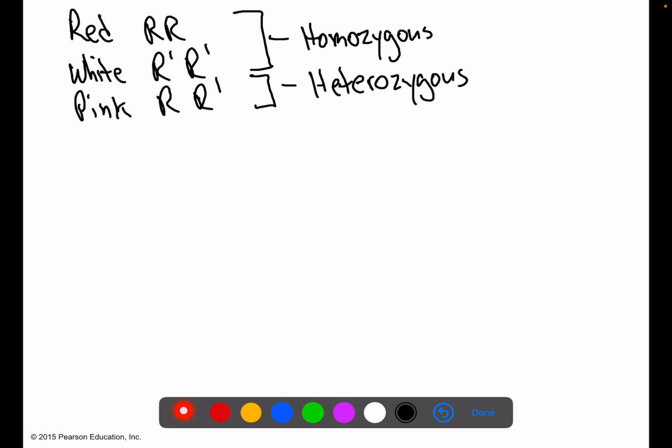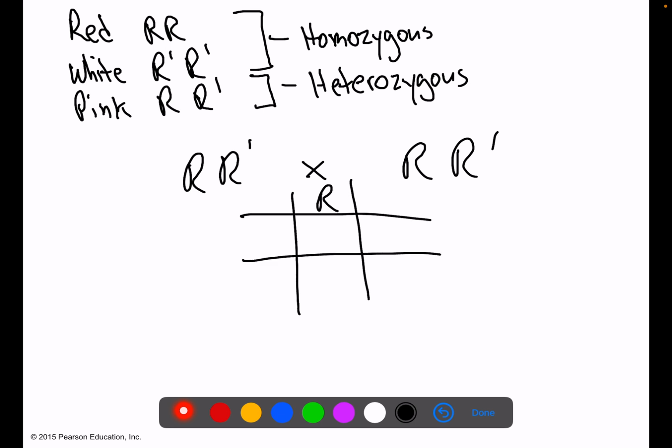Okay, so in this case, if you were to cross, let's say, a pink with a pink, which is hetero with hetero, Mendelian genetics would have predicted that you get a 1 to 2 to 1 genotype ratio and a 3 to 1 phenotype ratio. Let's see if that's true here. So we're going to cross pink with pink. Why wouldn't you get more pink, right? So there's R, R prime, crossed with R, R prime. Set up our Punnett square, put our alleles in the Punnett square, and then start bringing those alleles together.